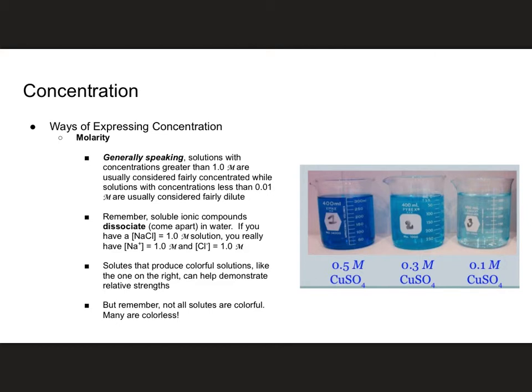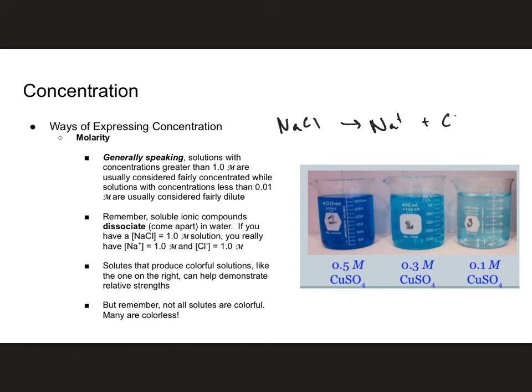Remember that when soluble ionic compounds are put into water, they dissociate, they come apart. So if you have a concentration of NaCl at 1.0 molar, like the previous slide, what you really have is a concentration of sodium ions that is also 1 molar, and chloride ions also 1 molar, because it really does come apart. We've talked about this: soluble ionic compounds, when you put them into water, really do this.